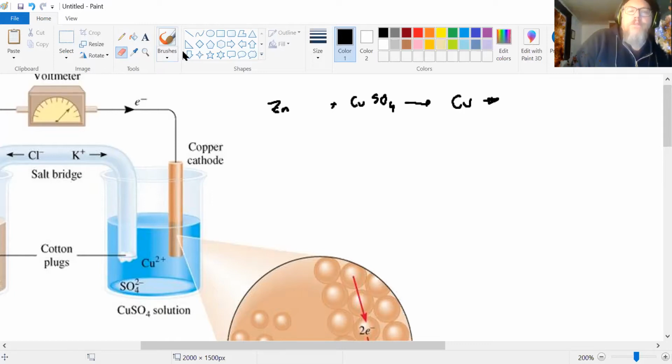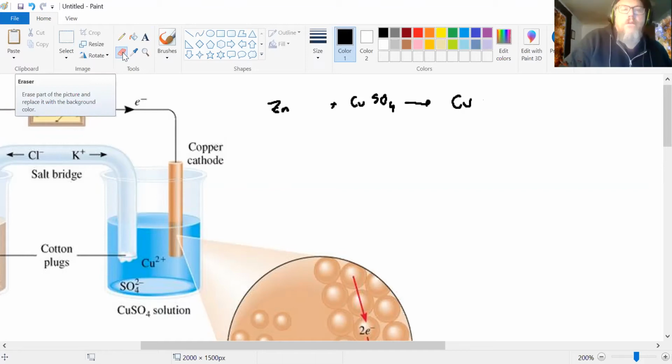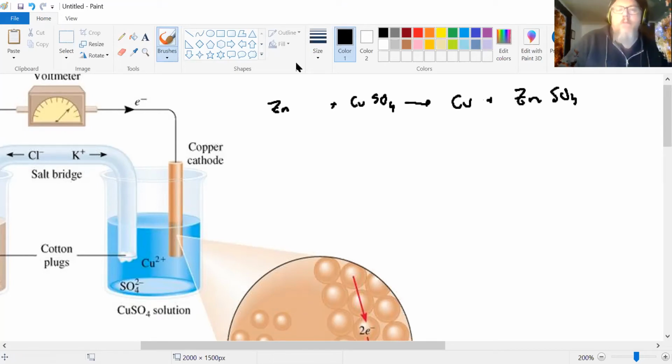So if we look at this, zinc plus copper sulfate yields copper plus zinc sulfate. Now watch what happens. If we think about what's going on, the sulfate doesn't really matter. It is a spectator ion on both of these. We do know one thing that happens, and I'm just blowing this up so we can get this big lesson out of the way.